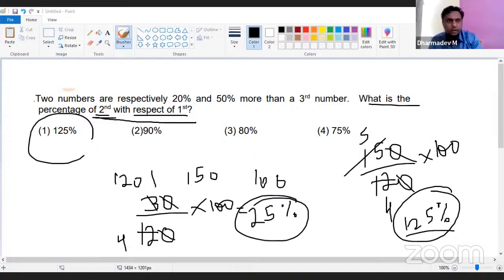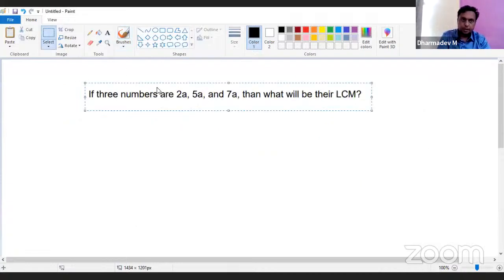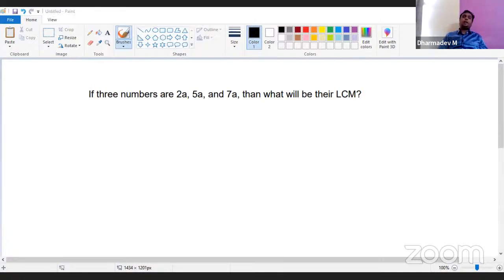Okay, related to HCF and LCM, let's see if you are able to get it. Easy one. See, the questions are easy. It is just an algebra mix. I think a few classes ago, somebody asked about algebra, so now we'll just have a touch of it. Okay, 2A, 5A, 7A. Then what will be their LCM?